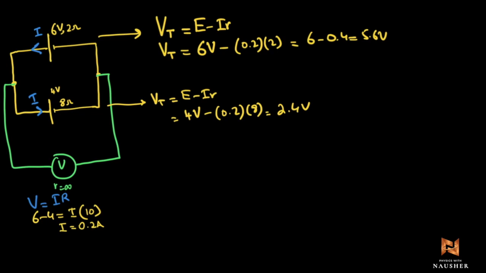The battery is charging, so that means it should be E plus IR. If it's E plus IR, then I should do 4 plus 0.2 times 8, and I get 4 plus 1.6, which is 5.6 volts. Voila. So 5.6 volts, you get the same reading.